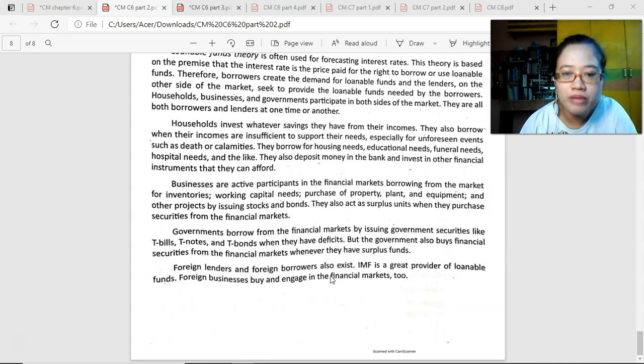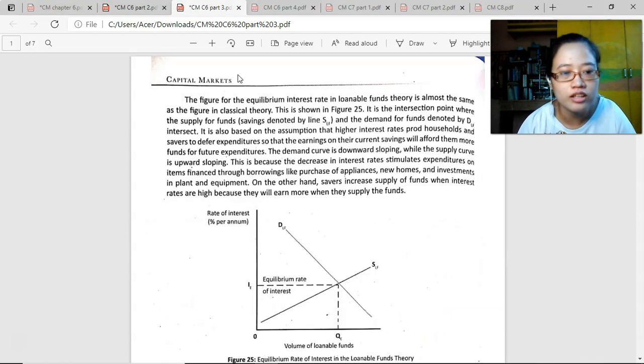Foreign lenders and foreign borrowers also exist. IMF, International Monetary Fund, is a great provider of loanable funds. Foreign businesses buy and engage in the financial markets too. Okay, meron naman tayo mga foreign investors din. That could provide funding for our local businesses.